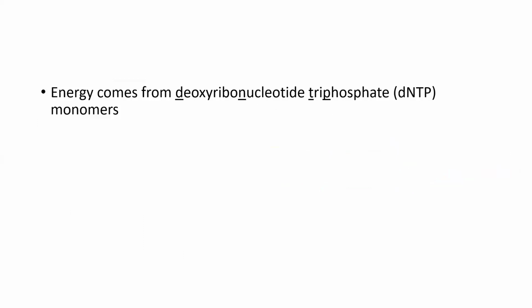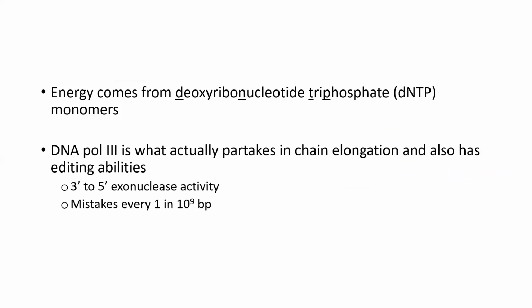Now, in most cases, the energy itself comes from deoxyribonucleotide triphosphate monomers, or dNTP monomers. Polymerase 3 is what is actually involved in chain elongation, and it also has editing abilities that allow 3' to 5' exonuclease activity, which means that it will go through and add on what they need.